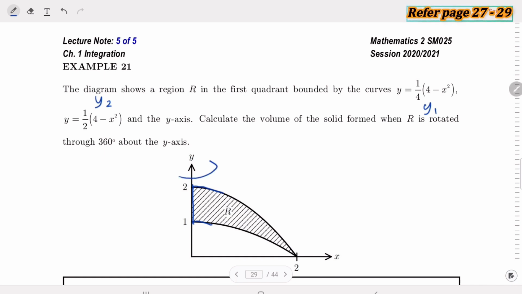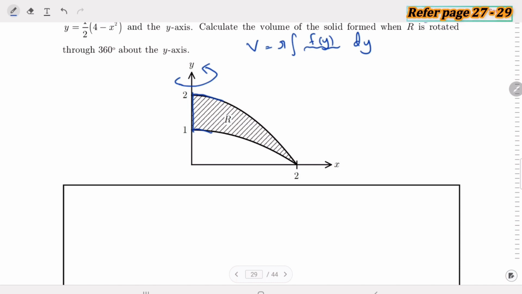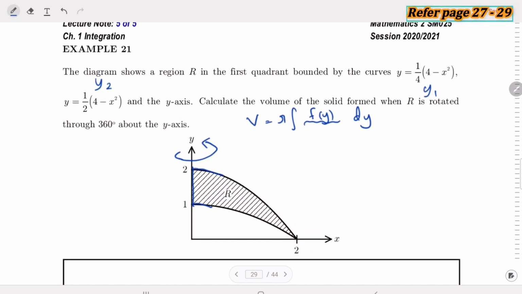So now it is rotated about the y-axis. Please remember the formula would be something like this: pi, and then dy, because it is rotated about the y-axis. And the function here also, we're going to use a function of y, not a function of x. First, we change the functions given into y terms.